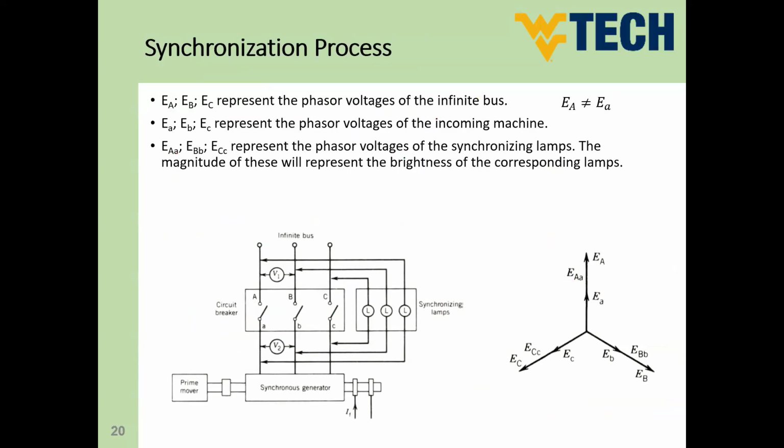And this is a simple diagram for what we are doing in order to synchronize the generators to the infinite bus. So again, guys, here we have E little a and E capital A. According to the definition here, capital A is referring to the infinite bus. Little letters are referring to the voltage coming from the machine. So this is a generator.